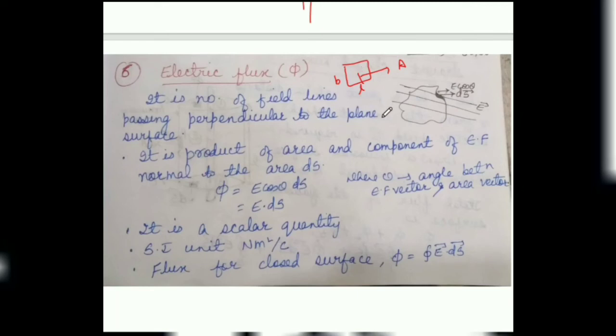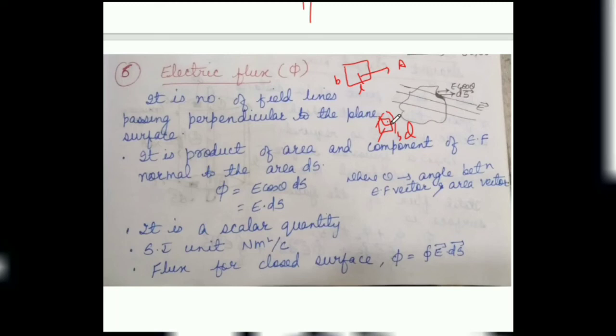But in case of 3 dimensions, suppose this is a cube, right? A cube is a closed surface. 2 dimension is an open surface, 3 dimension is a closed surface. In this case, we take only the outward normal, not the area vectors which are entering the surface, but those which are leaving the surface, normal to the surface. So in 3 dimensions we take only the outward normal.